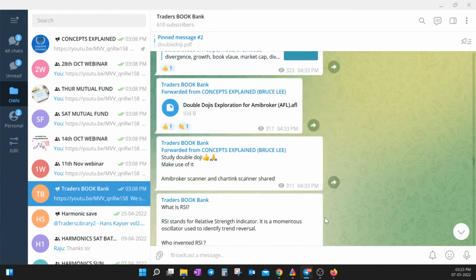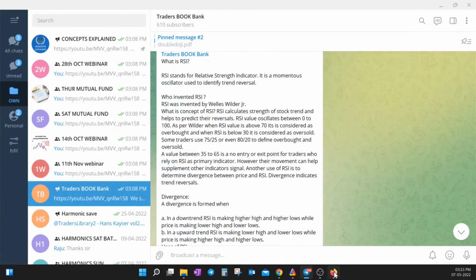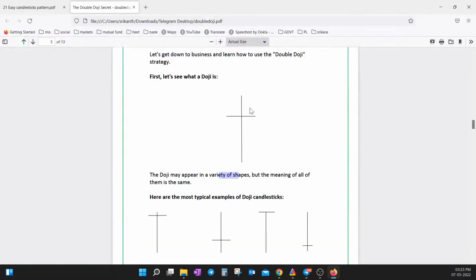Okay, so now what is a double doji? See, what I am showing you is a single doji. If two of them are formed continuously, then we call that a double doji. If three are formed, triple doji, and four dojis also can be formed. In some stocks you can find even four dojis.